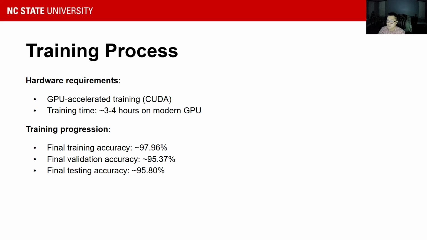Our model is run on a standard PC with an NVIDIA GPU with CUDA, and it takes around 3 to 4 hours to train. The final result is the following: 97.96% training accuracy and over 95% on both validation and test sets, a significant improvement over our baseline model.